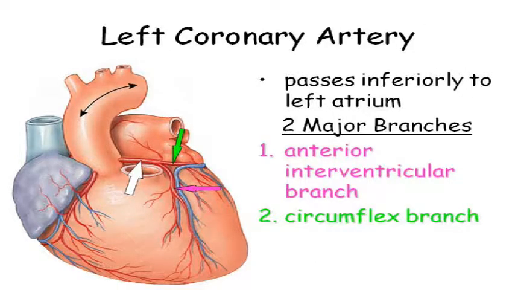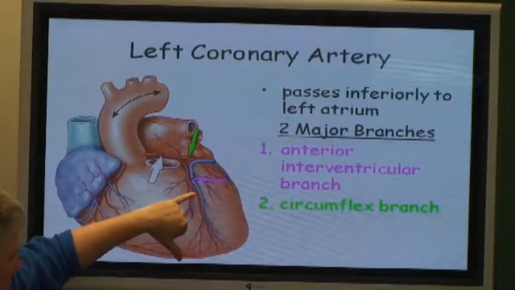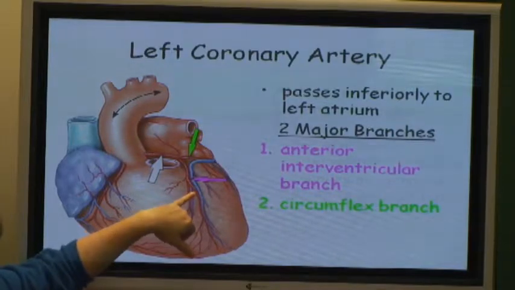Two major branches of the left coronary artery. The first one, I like this name, anterior interventricular branch. It tells me it's on the front of the heart, in between the ventricles. Clinicians, cardiologists will call this the left anterior descending artery, LAD. It's the same thing. The LAD, left anterior descending artery, is the same as the anterior interventricular branch, or anterior interventricular artery, either one's good. That one's also known as the widowmaker. You may have heard that term. If you get a clot here, your left ventricle is pretty much screwed, at least the anterior wall.